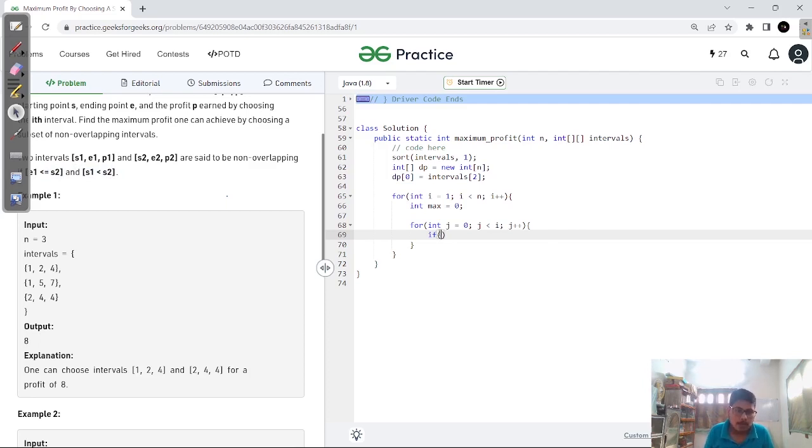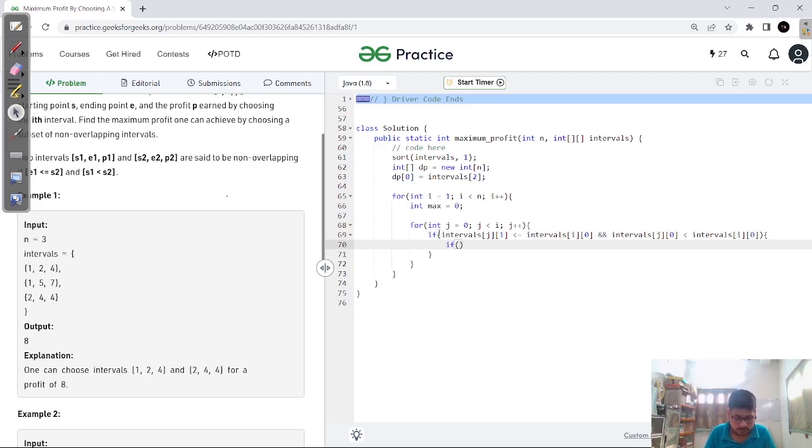So my interval j, s1 s2 is my jth thing, right? And i is my s2 e2, right? S1 e1 is my jth thing, and s2 e2 is my ith thing. So intervals j, e1, right? So e is my second column, 1. So intervals j 1 should be less equal to intervals i 0, s2, right? So s2 is the first part, i 0, and s1 should be less than s2, s2 0. Yeah.